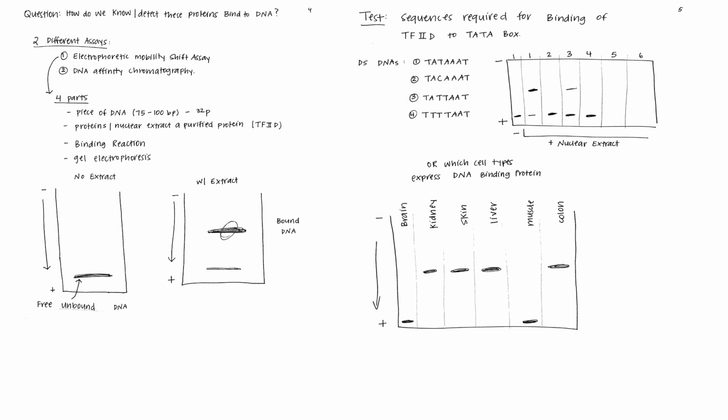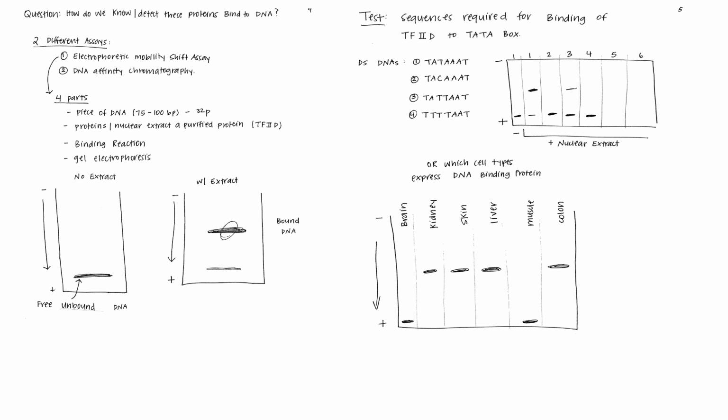Now, if you add the extract and incubate it, and there's a protein that binds to it, then when you run that gel, depending on how much it binds, the majority of that band will have moved up in the gel as if it's larger.